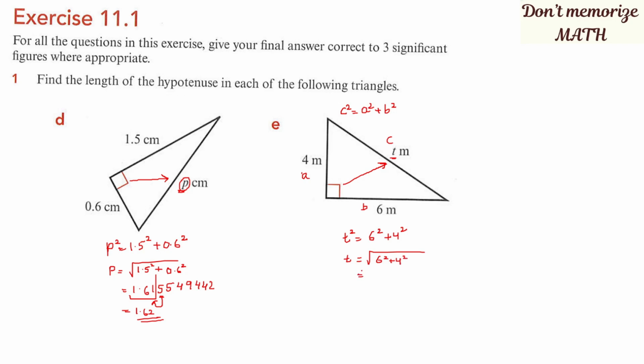6 squared is 36 and 4 squared is 16. So the square root of 6 squared plus 4 squared becomes 2 root 13. Press S to D to change to decimal, and you will get 7.2111025551. Round and write it in 3 significant figures, so you will get 7.21. So this side will be 7.21 meters. I hope the first part is clear for you. This is the basic question from exercise 11.1. Okay, so we'll move to the next.